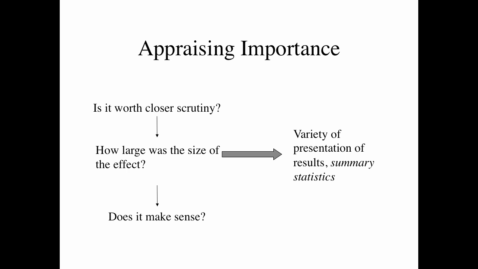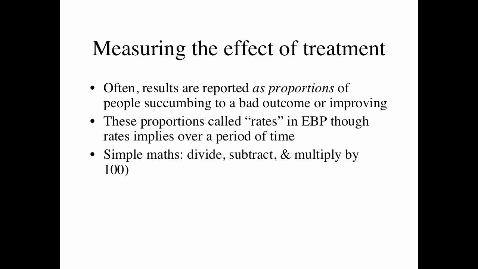We've already talked about appraisal, starting with the question, is it worth closer scrutiny? We've answered yes. We've appraised the study for its validity. We now want to know, how important was it? How large was the size of the effect? And to do that, we need to learn some what we call summary statistics. These are numbers that express the size of the effect. And I'm afraid there are several, but let's go through them. And you'll see they're not quite as frightening as you might otherwise have thought.